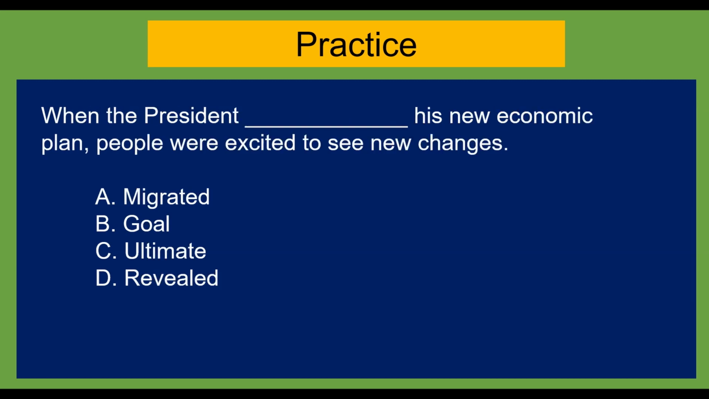When the president, his new economic plan, people were excited to see new changes. Migrated, goal, ultimate, revealed. In this blank, we need a verb, a past tense verb. In our choices, migrated and revealed are both past tense verbs, but which one makes sense in this sentence? That would be D, revealed.